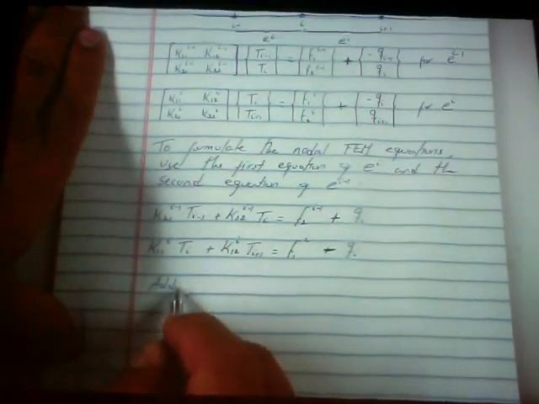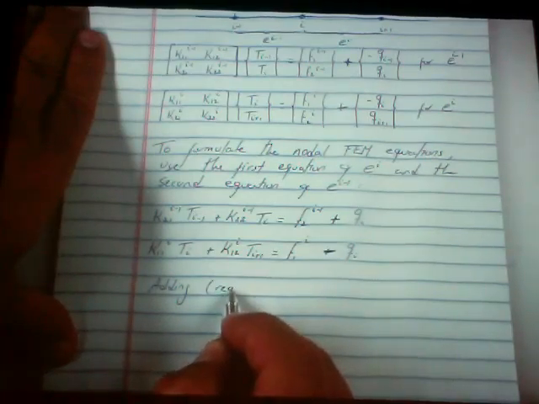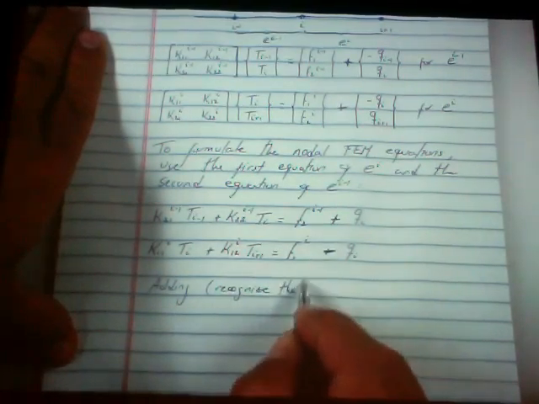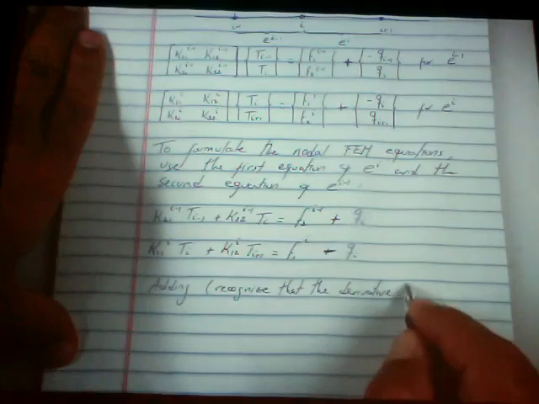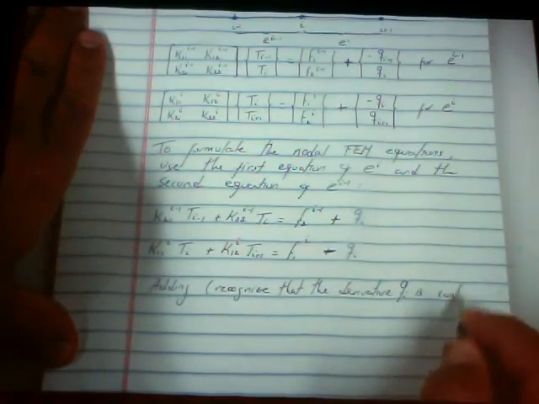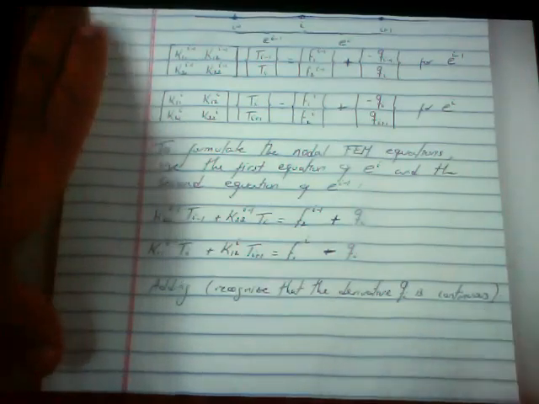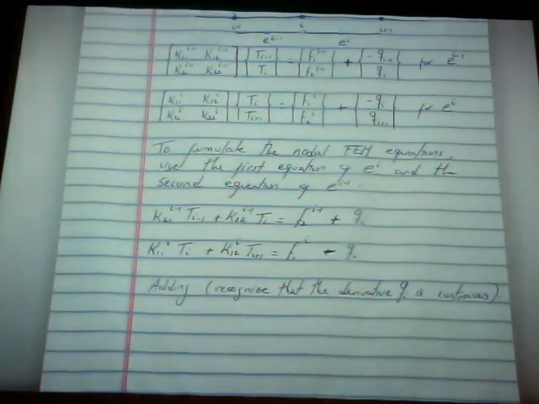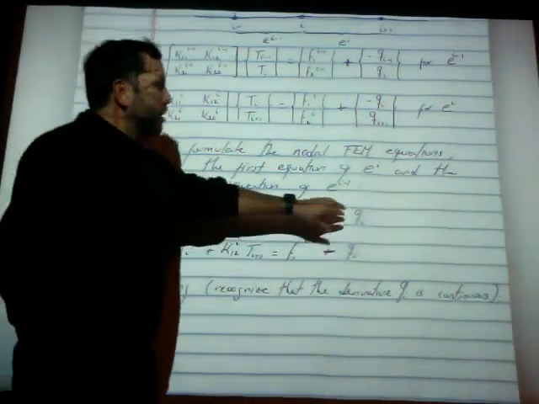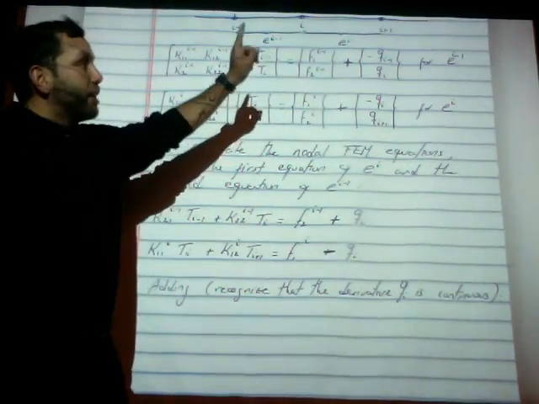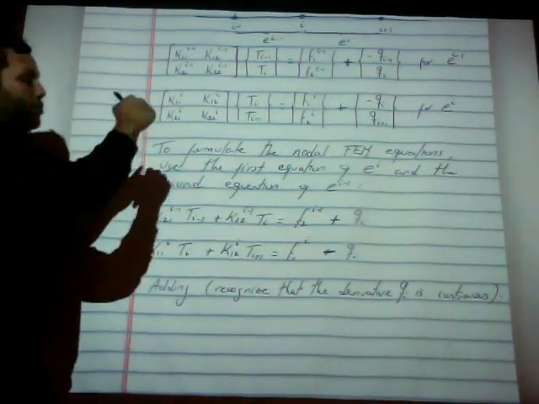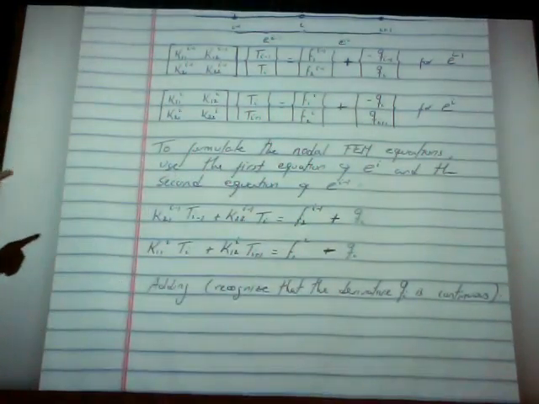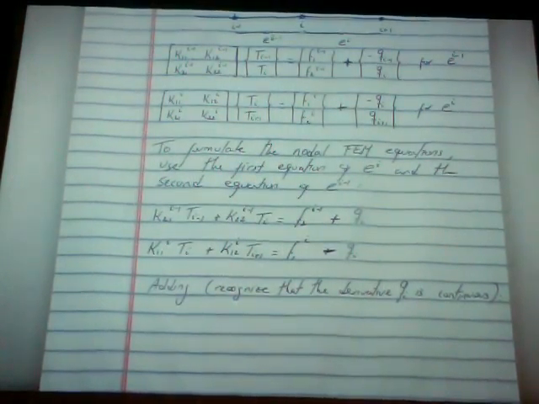Adding, and recognize that the derivative Q_i is continuous. So we're basically saying that whatever interpolation we use, we want the slope to be continuous. We want the slope of that interpolation at every node to be the same. So the derivative of the temperature at the second node of element E_(i-1) has to correspond to the slope of the field variable on the first node of element i. So these two will cancel out.